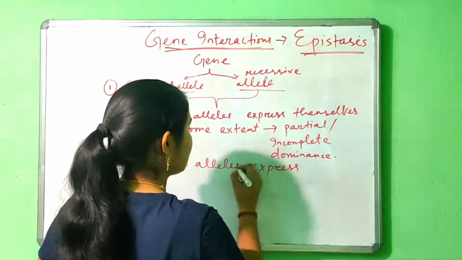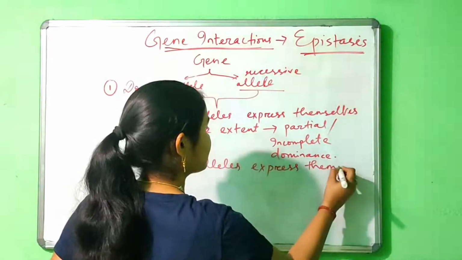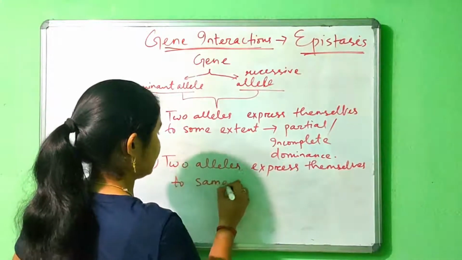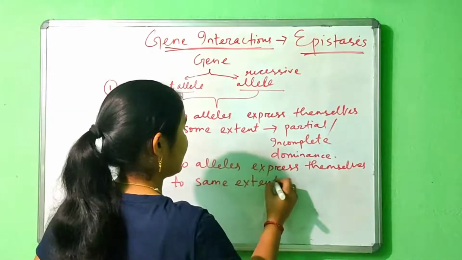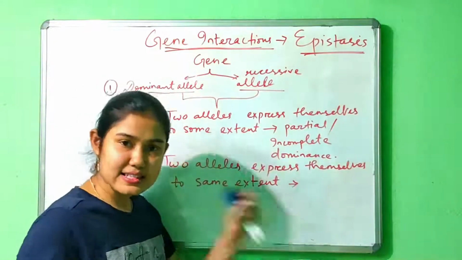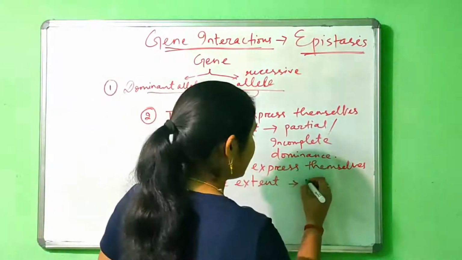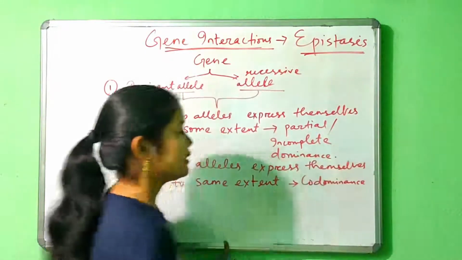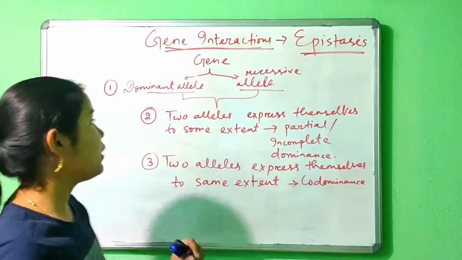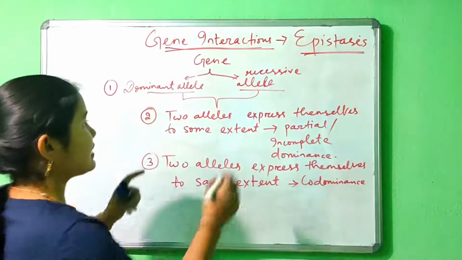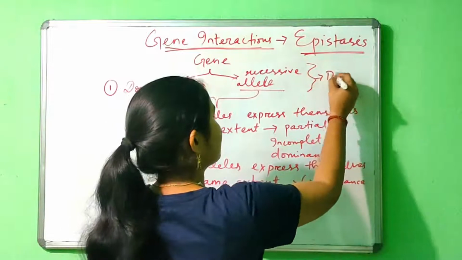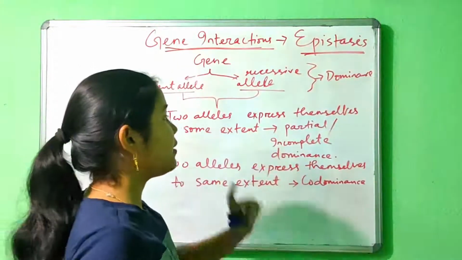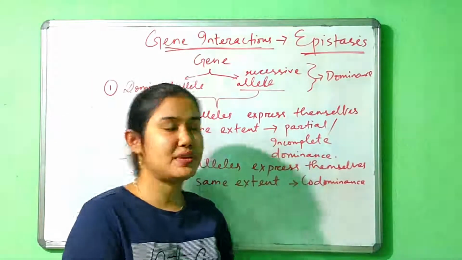Now, another thing that we have studied is that the two alleles express themselves to the same extent, okay, clear? And in this case, the phenomenon is known as codominance, right? Clear? So in dominance, incomplete dominance and codominance, what happens?